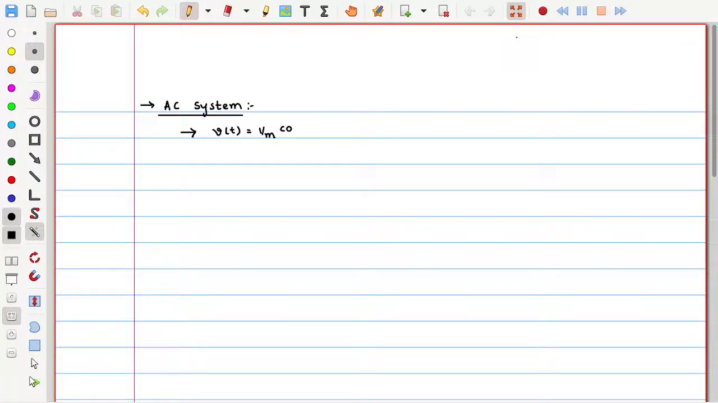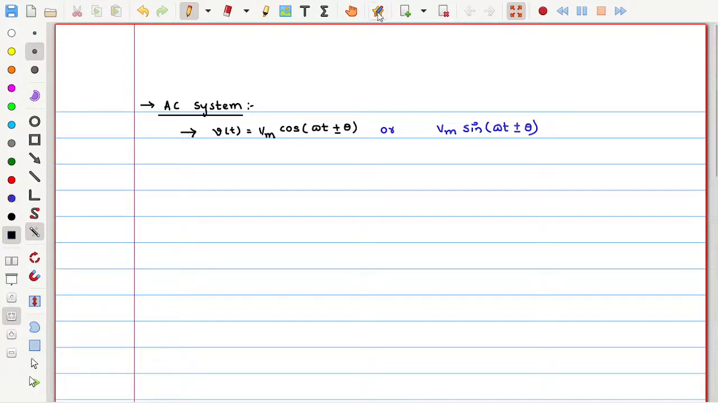Right. So in the last class, we had discussed the basics of the AC system, in which the sinusoidal waveform is one of the important types of AC waveform, which in general form is like this: V of t is equal to Vm cos(omega t plus theta). This may be plus or minus, or we may also see Vm sin(omega t plus or minus theta). So it doesn't matter whether it is a cosine function or sine function, both are referred to as sinusoidal functions.